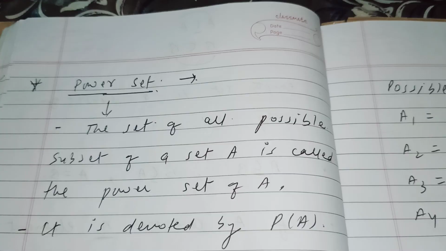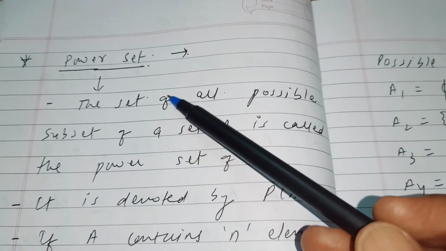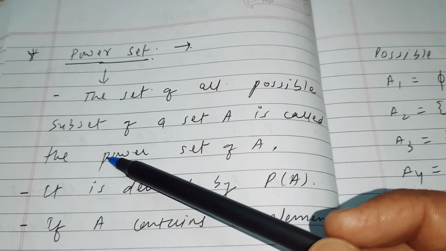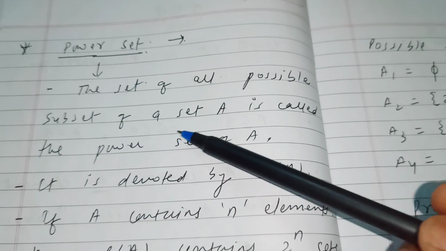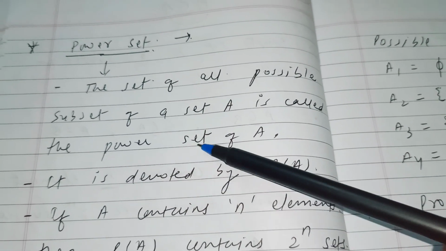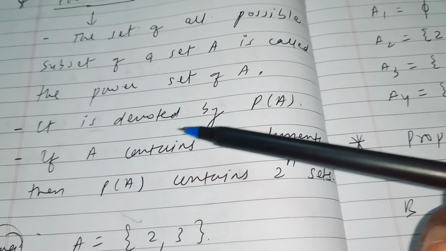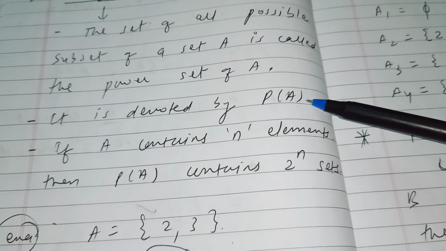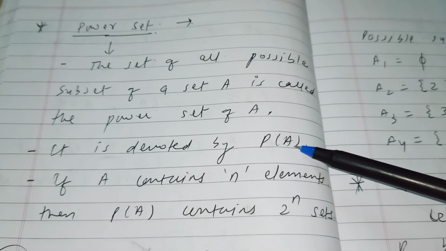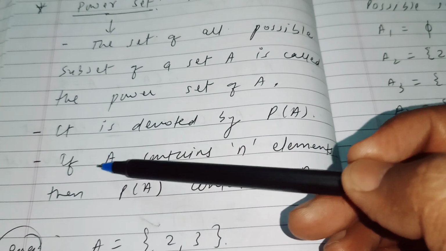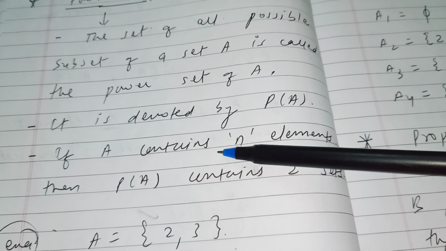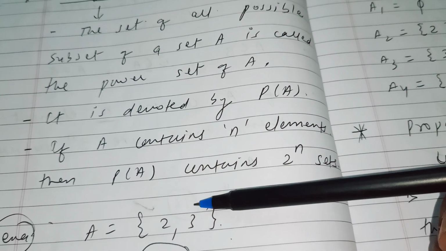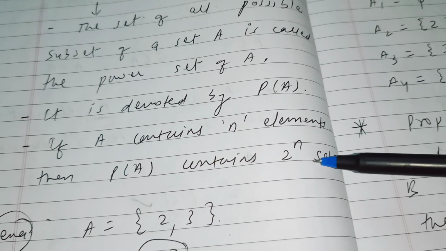Okay, next is the power set. The set of all possible subsets of a set A is called the power set of A, and it is denoted by P(A). And if A contains n elements, then P(A) contains 2 power n sets.